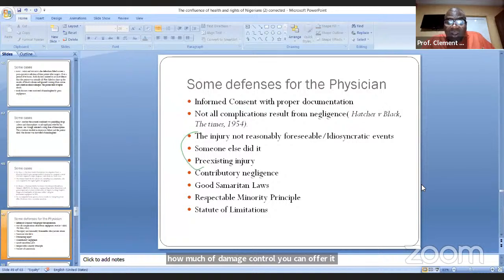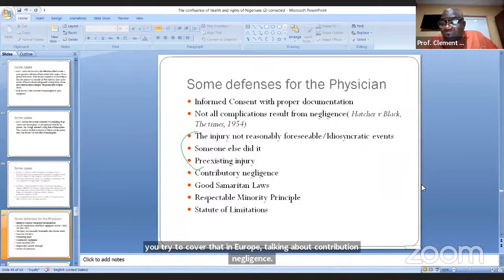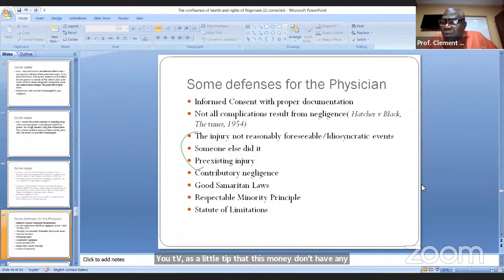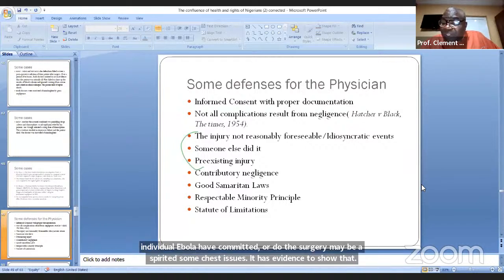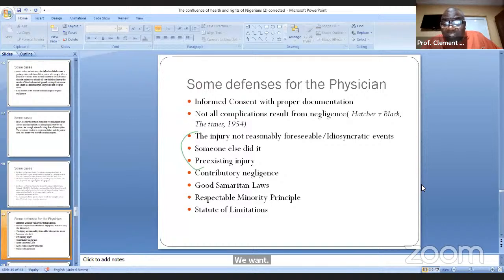And somebody else did it. That was a pre-existing injury. The injury is already there. You try to correct that injury. And remember, I talked about contributory negligence. You tell the patient, as I go to theater this morning, don't take any food. The patient went to hide in the bedroom and ate a bowl of eba and vomited, or during surgery maybe aspirated and had some chest issues. If there's evidence to show that that patient went to hide to eat eba, that doctor will have a defense. Okay, you warn the patient, you documented, don't eat before going to theater. That was called contributory negligence, patient negligence.